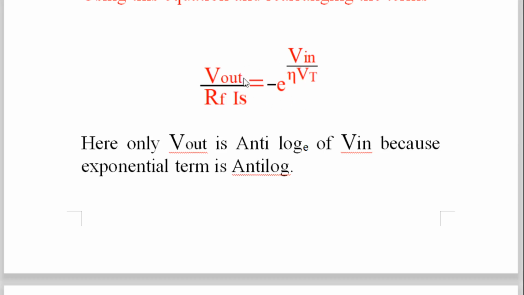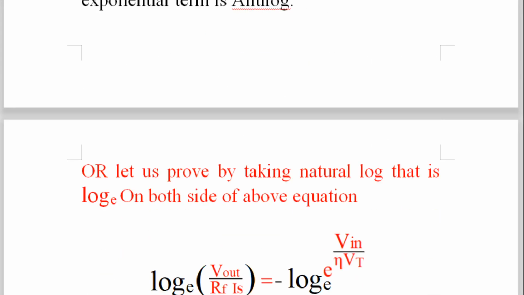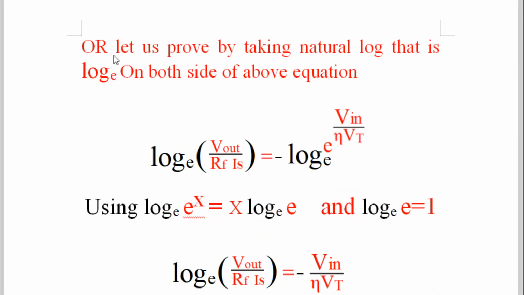Then after rearranging the exponential term on the right hand side and all other terms on the left hand side, you take the natural log, means log to the base e on both sides, and that is what is written over here. Let us prove that by taking the natural log of this equation, that is log to the base e on both sides. So log to the base e of what? V out upon Rf into Is.